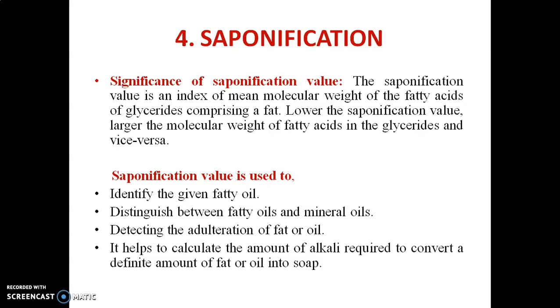Saponification value helps to calculate the amount of alkali which is required to convert a definite amount of fat or oil into soap.